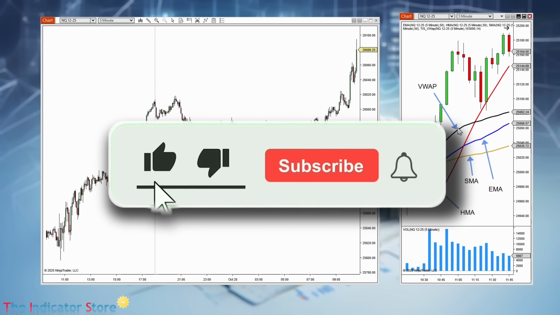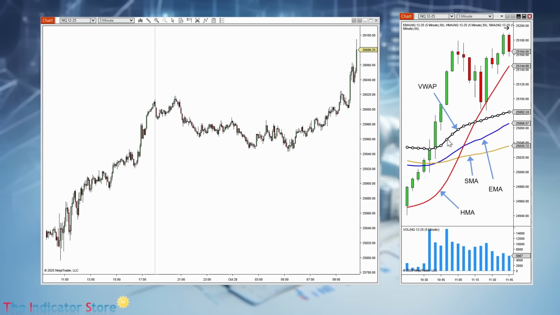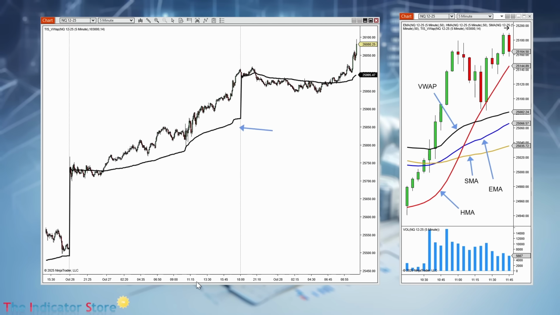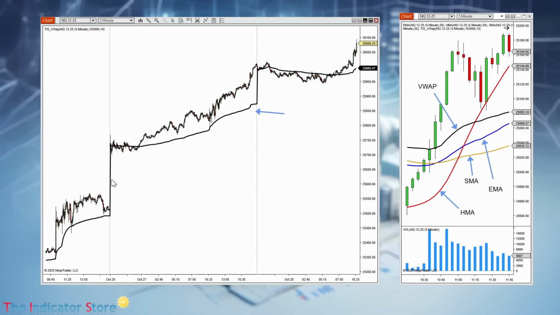And what's special about this line? The most important feature is that it has no period, so it has the same value whatever you apply. Let me show you. When you apply it to a chart, you can see that there is a reset where it changes the value. That reset by default is the change of the day session.